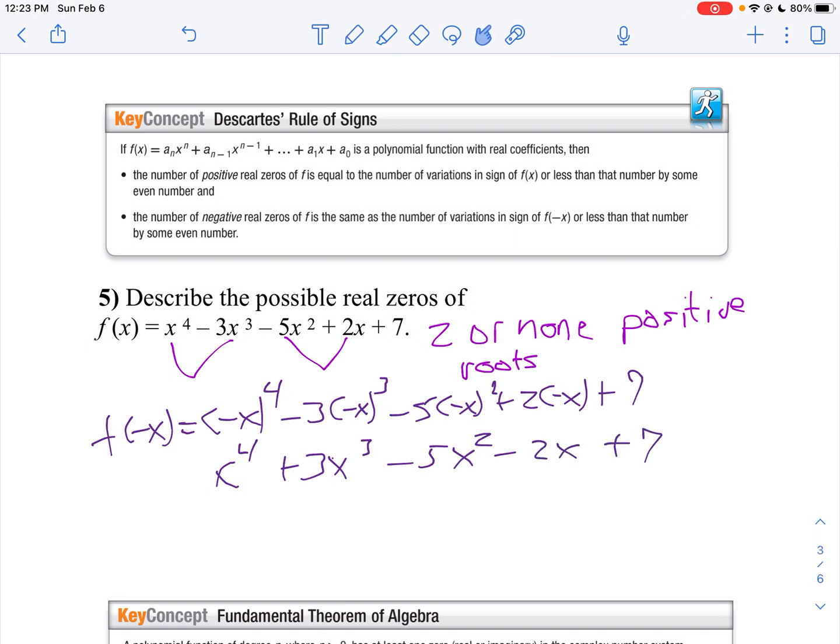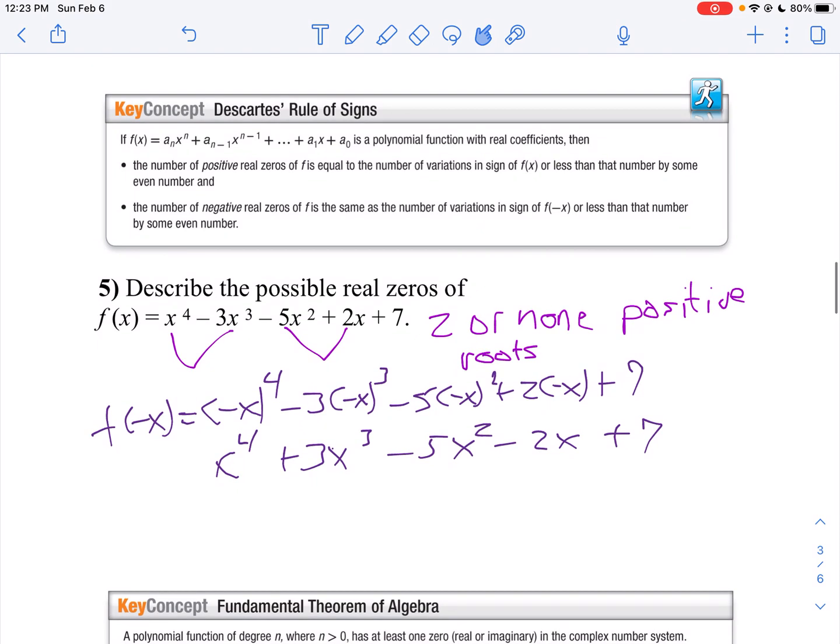Now let's count the sign changes. It starts as positive and goes to and stays positive. Then it goes to negative. So there's my first sign change. And then I've got another sign change here at the end, don't I? From negative 2x to positive 7. So just like my positive, I have 2 or none negative roots.